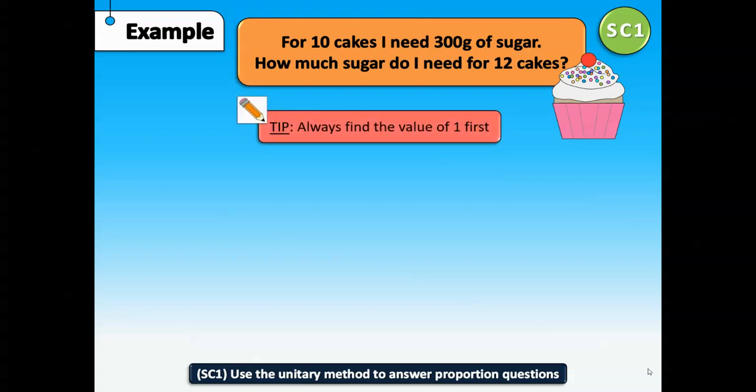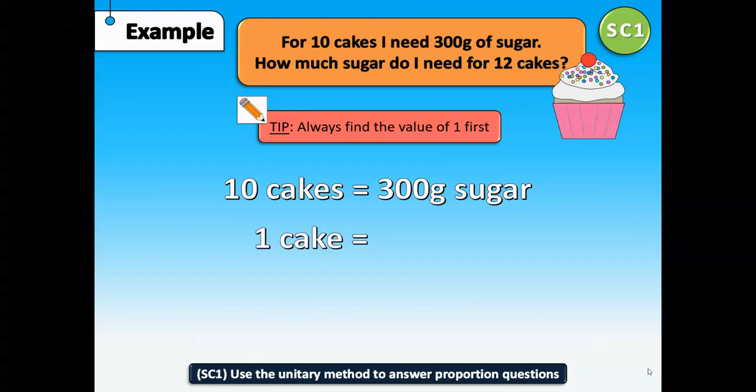Well, we always try to find the value of 1. So if we know that 10 cakes equal 300 grams of sugar, we work out how much sugar we'd need for 1 cake. So we do that by dividing by 10. So we divide the other side by 10 as well. And 300 divided by 10 is 30. So for 1 cake, we need 30 grams of sugar.